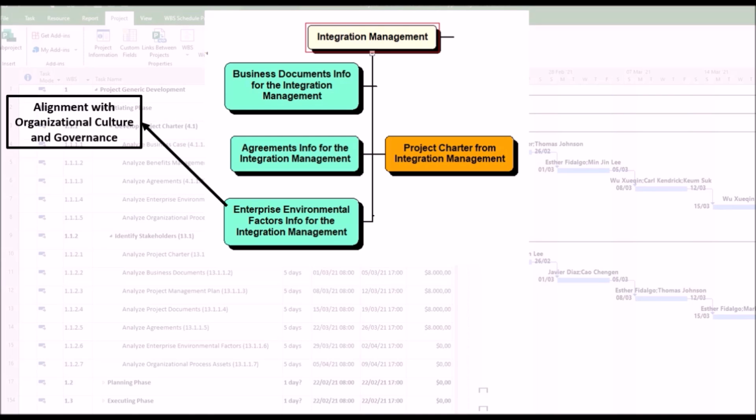1. Alignment with organizational culture and governance. Enterprise environmental factors help align the project with the organization's culture, structure, and governance framework. For example, the project charter must reflect the organization's policies, procedures, and reporting hierarchies to ensure compliance and consistency.